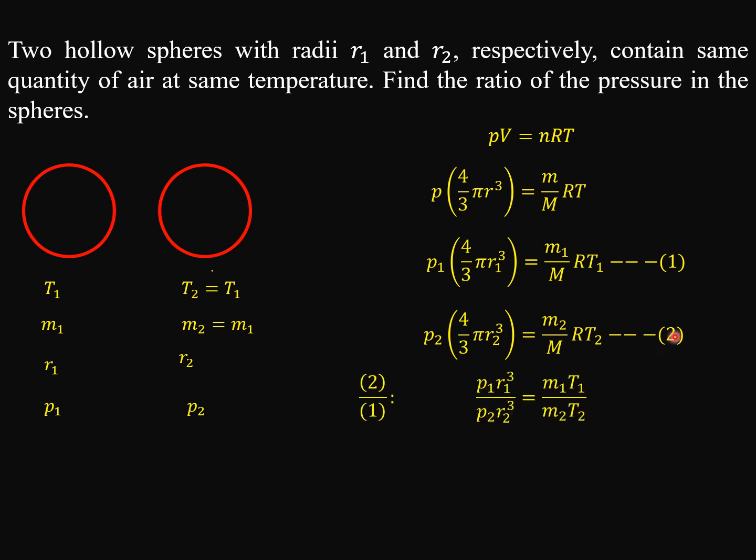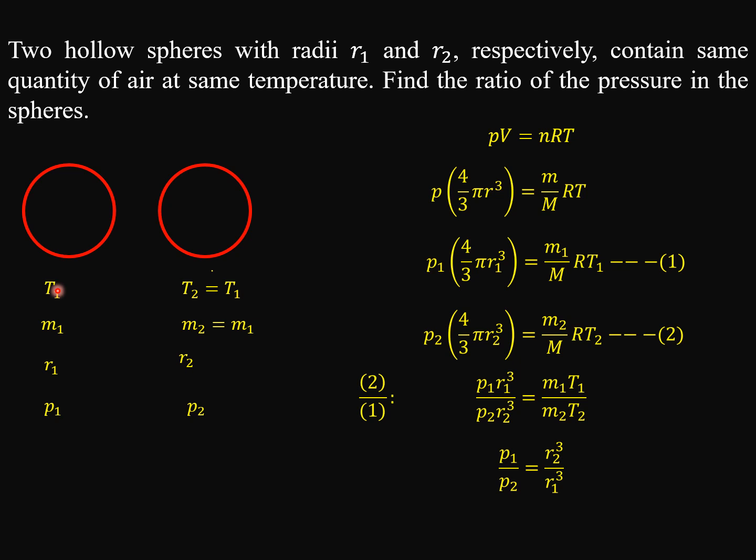Now if we take equation 2 divided by equation 1, then 4/3 pi will be cancelled out. The molar mass M will be cancelled out. The gas constant R will also be cancelled out. So at the left hand side we will get P1 R1 cubed divided by P2 R2 cubed. And at the right hand side of the equality sign, we will get m1 T1 divided by m2 T2.